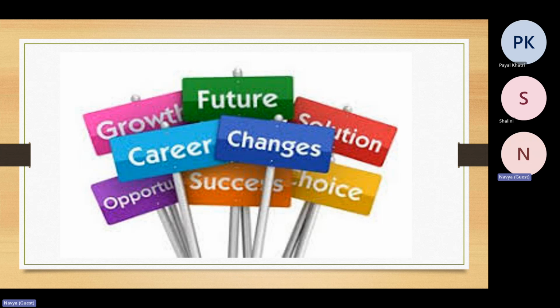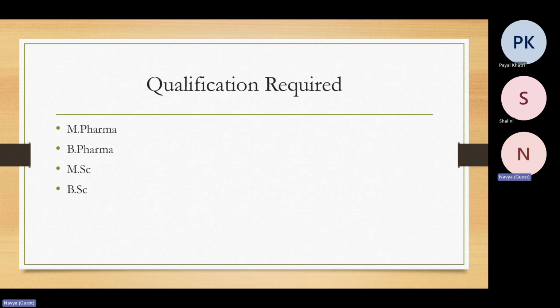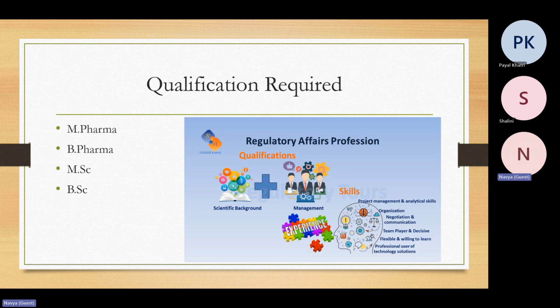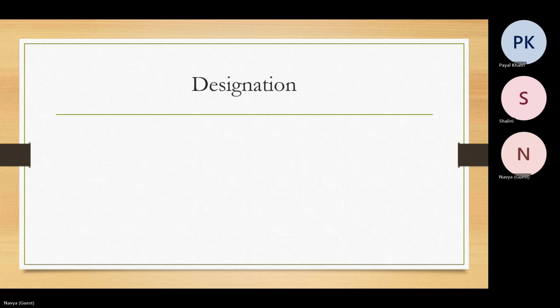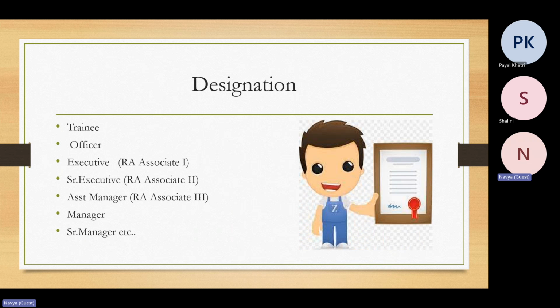Before moving on to careers, what is the qualification required to be an RA professional? First is Master of Pharmacy, second is Bachelor of Pharmacy, Master of Science and Bachelor of Science, and you can apply for RA professional jobs. The designations you get: first, trainee officer, executive, you can be RA Associate 1, senior executive RA Associate 2, assistant manager RA Associate 3, manager, senior manager, etc.